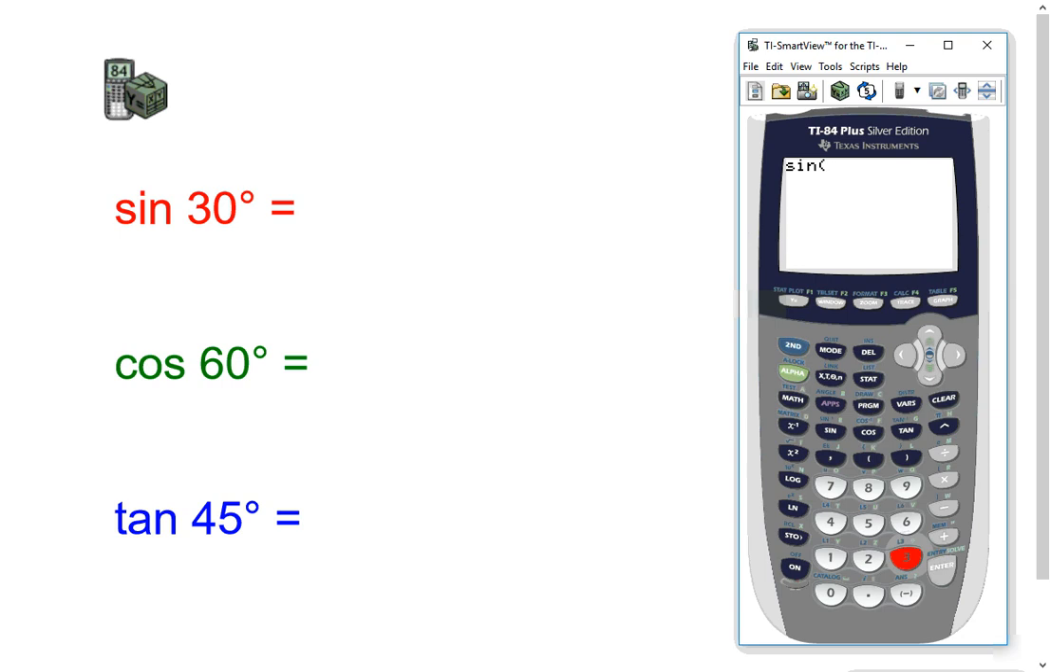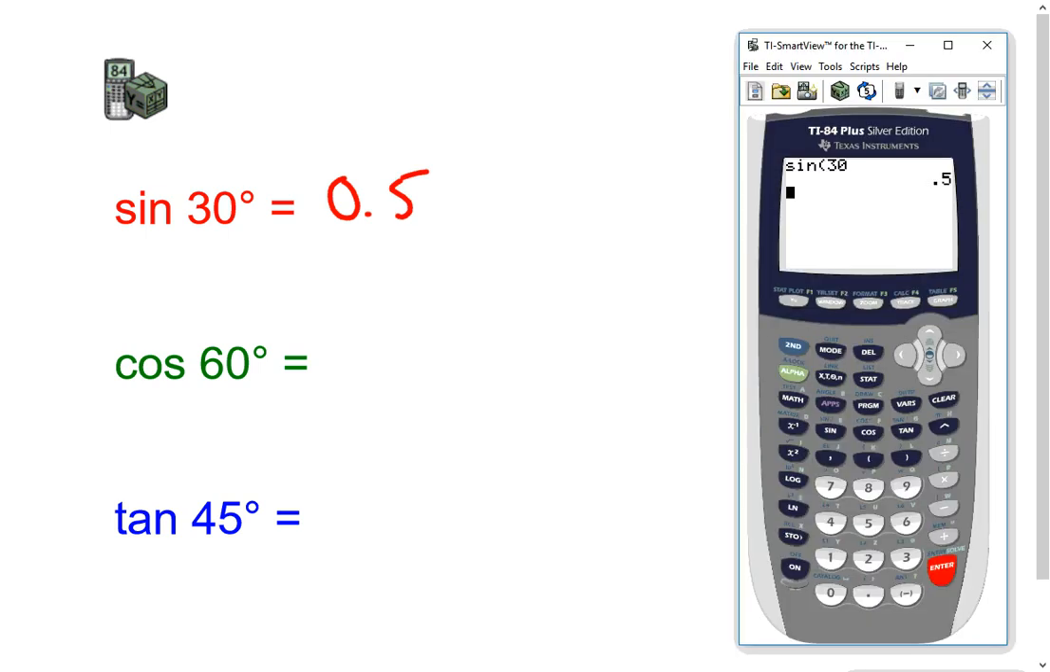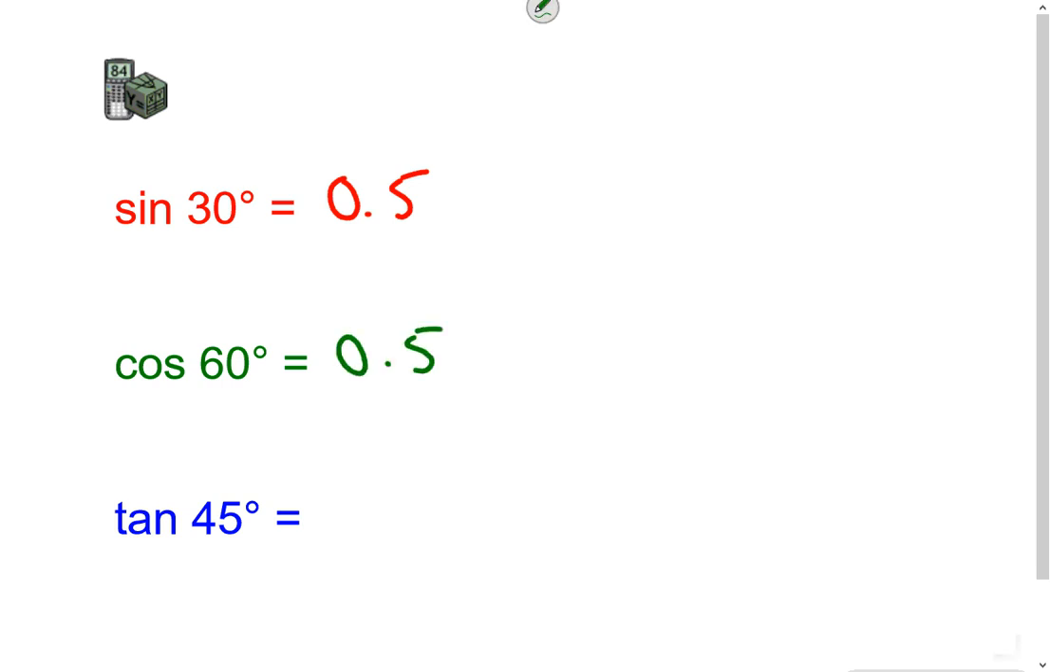Comes up like that, and then I push 30, and I push enter. And I find out that the sine of 30 comes out to be 0.5. If I want the cosine of 60 degrees, I just push cosine, and then I push 60 degrees, and you'll find out that it's the same thing as the sine of 30 degrees, 0.5.